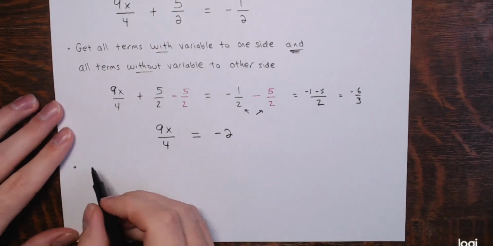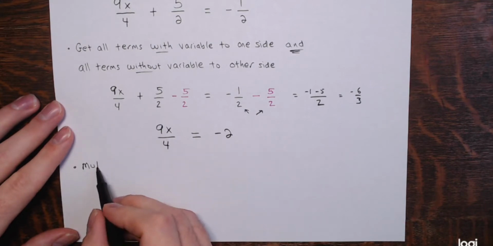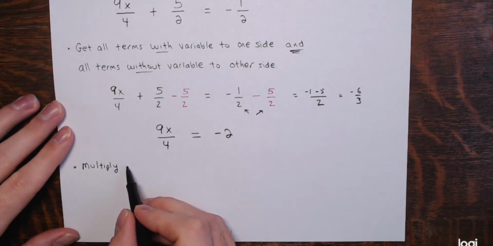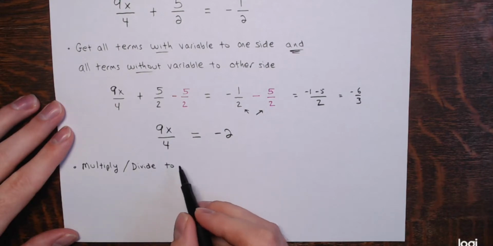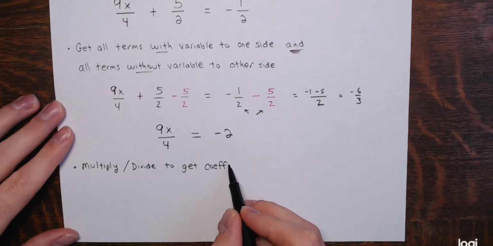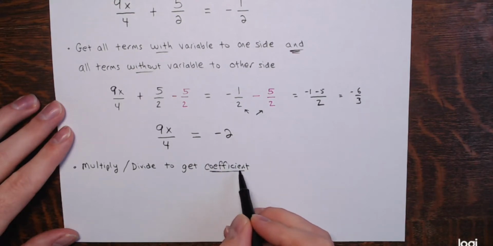Then you're going to multiply or divide to get the variable alone. I'll say multiply/divide. You might do either one because they're really related, right? Division is just multiplication by the reciprocal, to get the coefficient of the variable to be 1. Now, coefficient is just a fancy word for the number attached to the variable.